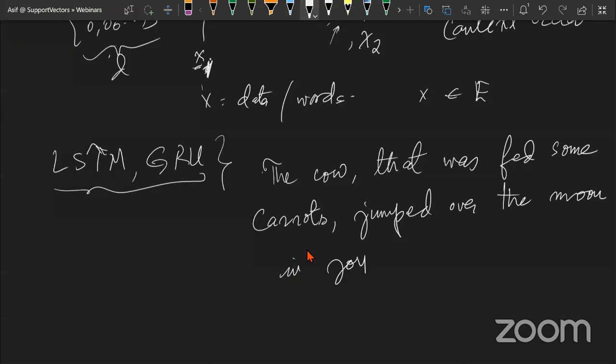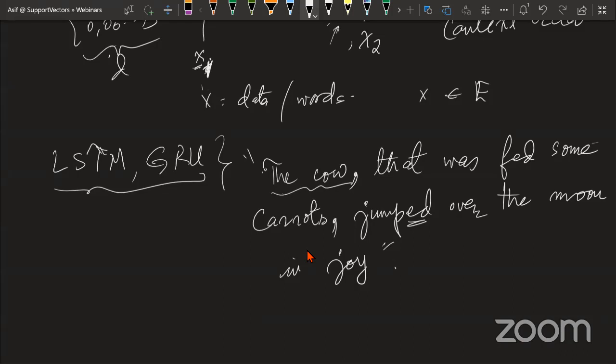Let us take this sentence. Now you realize that this comma sort of pauses the main flow. The cow jumped over the moon. So when you are here, you have to remember the cow, right? So now it is hard because in between so many other words have come.